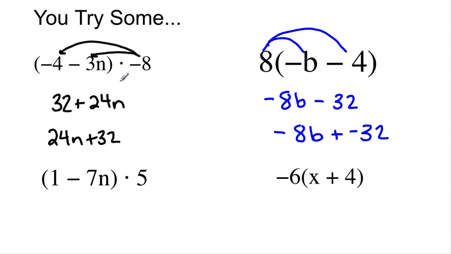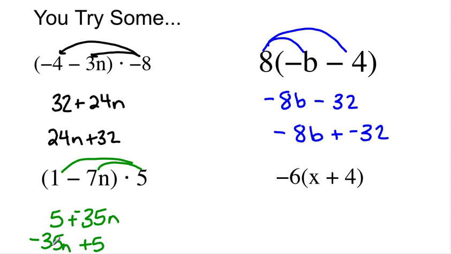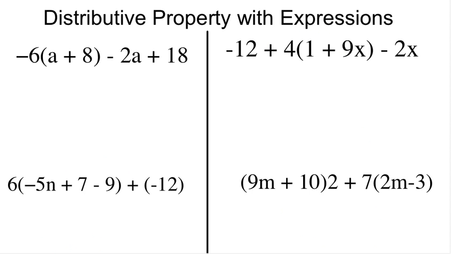This 5 is on the back side, just like the negative 8 was, but everything is still the same. 5 times 1 is 5. 5 times negative 7 is negative 35n. And again, you can flip this around, but it's important to recognize that that's a negative 35. So negative 35n and a positive 5. These two are the same. Either one would work. Last but not least, hopefully you got negative 6x plus a negative 24. Again, it might be negative 6x minus 24. Same answer.